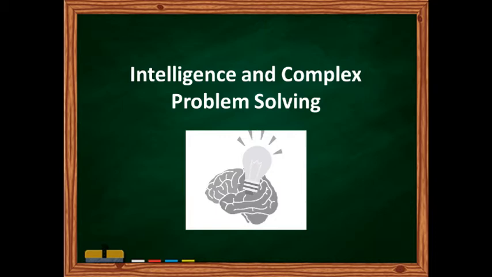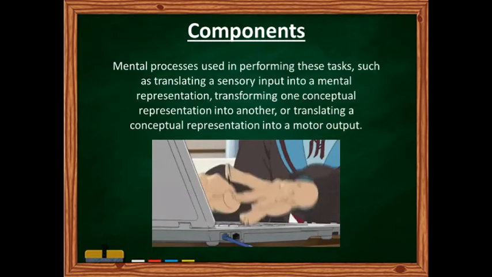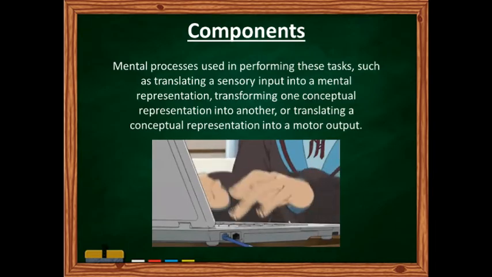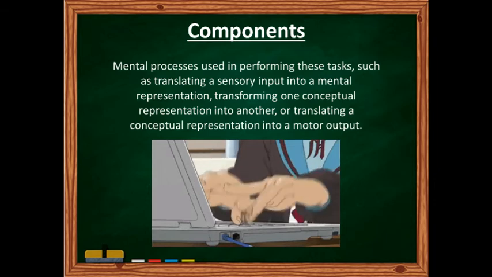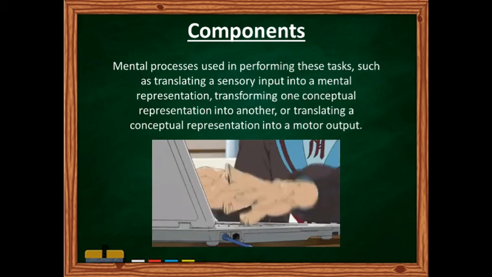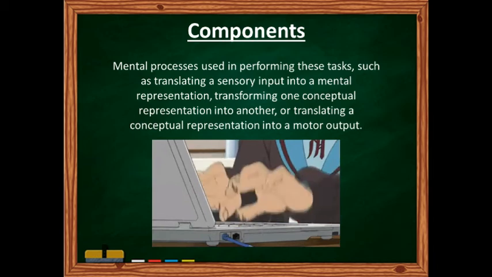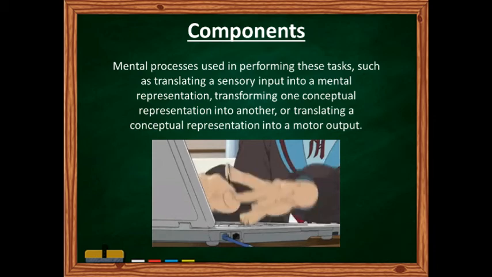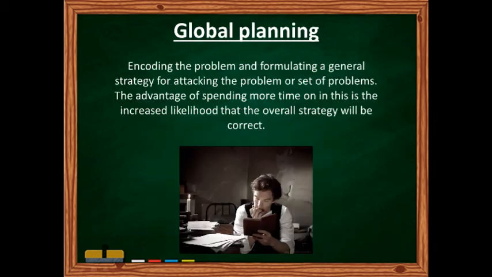Intelligence and complex problem solving. Cognitive approaches for studying information processing can be applied to more complex problem solving tasks such as analogies, series problems, and syllogisms. Components. Mental processes used in performing this task, such as translating a sensory input into a mental representation, transforming one conceptual representation into another, or translating a conceptual representation into a motor output.